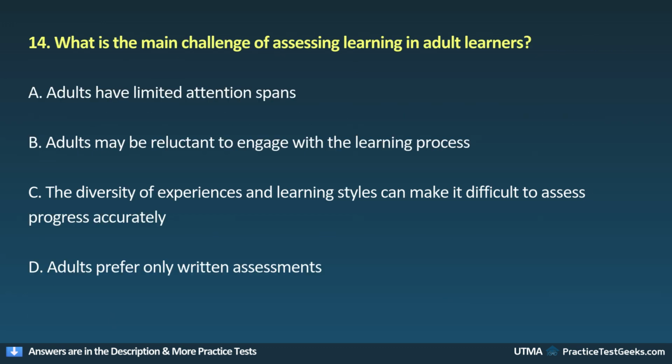14. What is the main challenge of assessing learning in adult learners? A. Adults have limited attention spans. B. Adults may be reluctant to engage with the learning process. C. The diversity of experiences and learning styles can make it difficult to assess progress accurately. D. Adults prefer only written assessments.